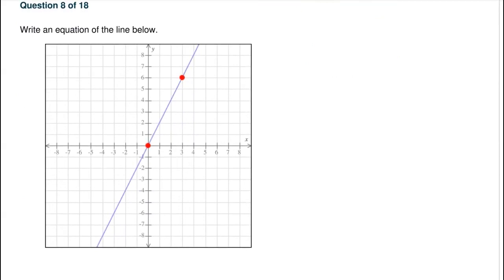Number 8, write an equation of the line below. So they want you to write an equation for that line. First, to write an equation, you need two things. We need to know the slope, and we need to know the y-intercept. Slope can be found by how many rise and run take you from one point to the other point. They give you 2 points on the graph. I'm going to focus on those 2 points.